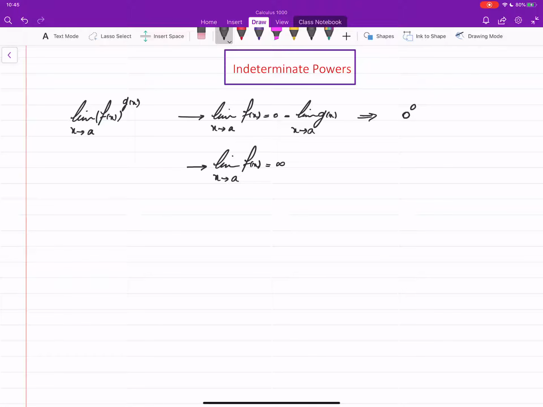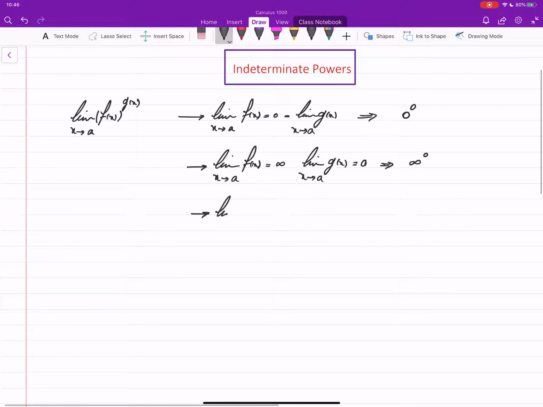The other case is that we have infinity in the base, so the limit of the base is infinity, and the limit of the power is 0. Then you have infinity to the power 0. Please note that if you have infinity to the power any positive number, it will be infinity. And if you have infinity to the power any negative number, it will be 0.